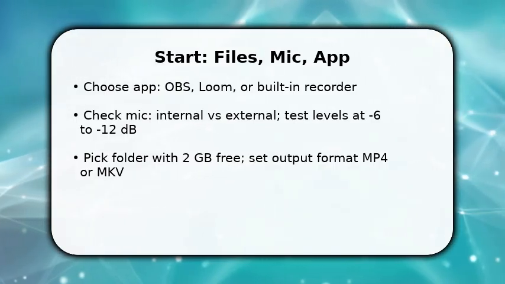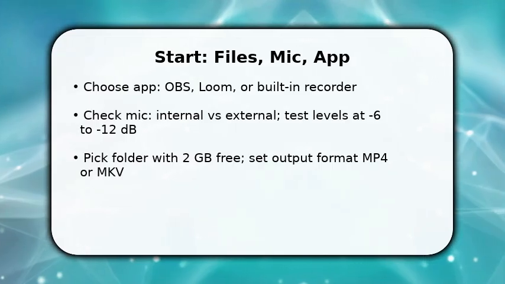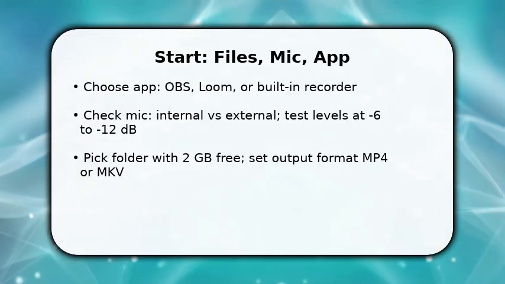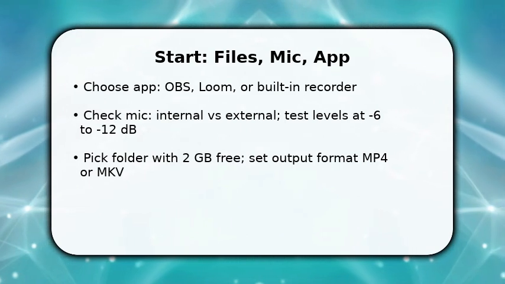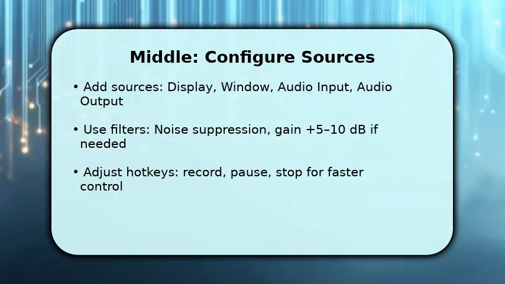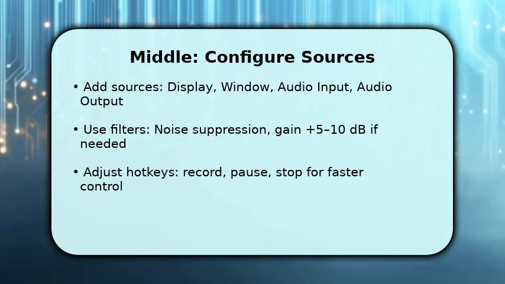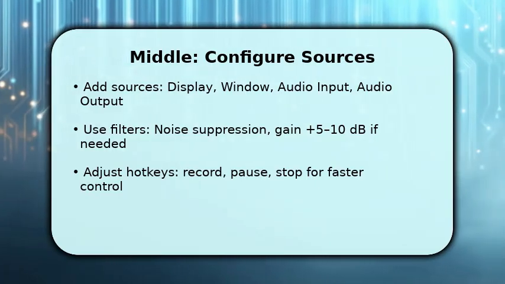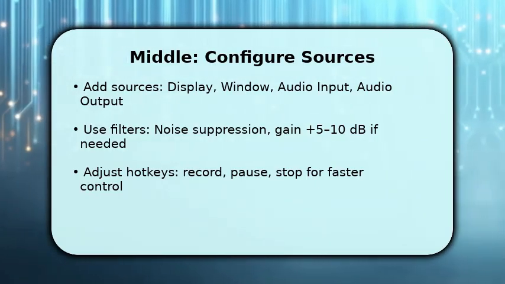You're initiating recording now. Arm the recorder, select full screen or window capture, and prepare to hit record. Now focus on sources and audio clarity. Add your display or window, then add audio input for the mic and audio output for system sounds.